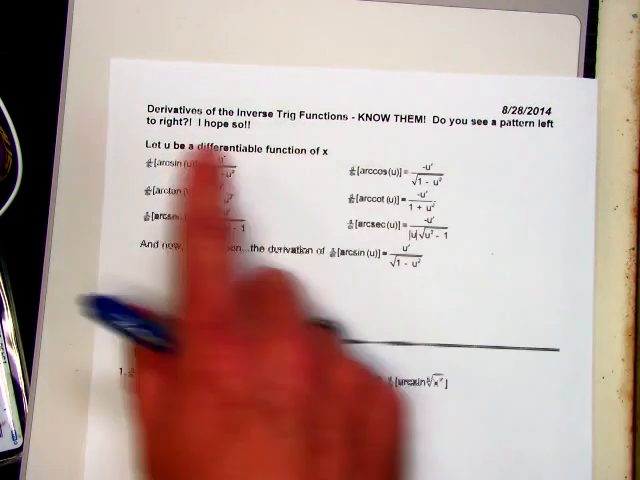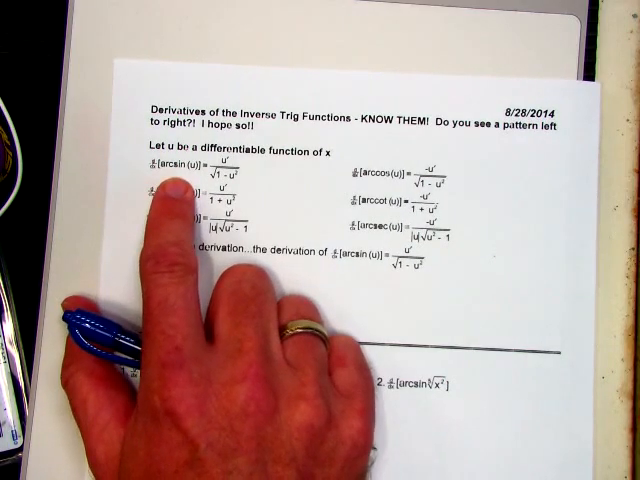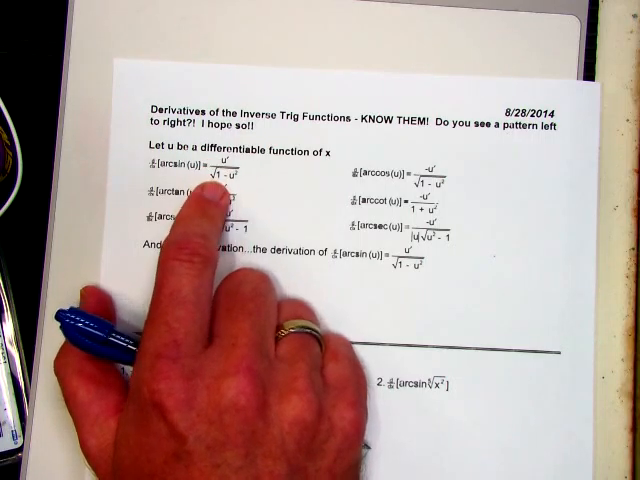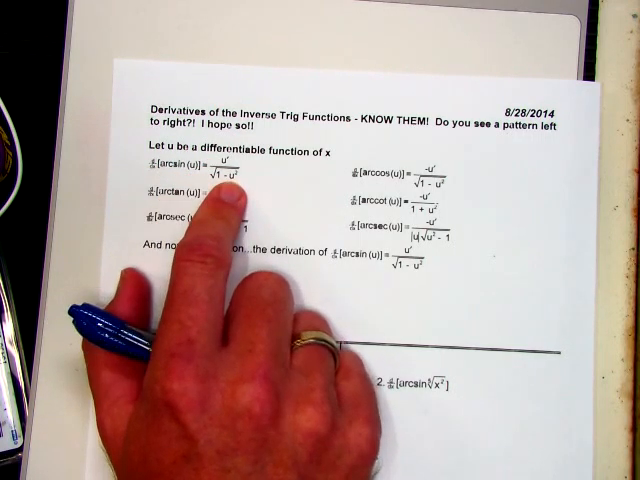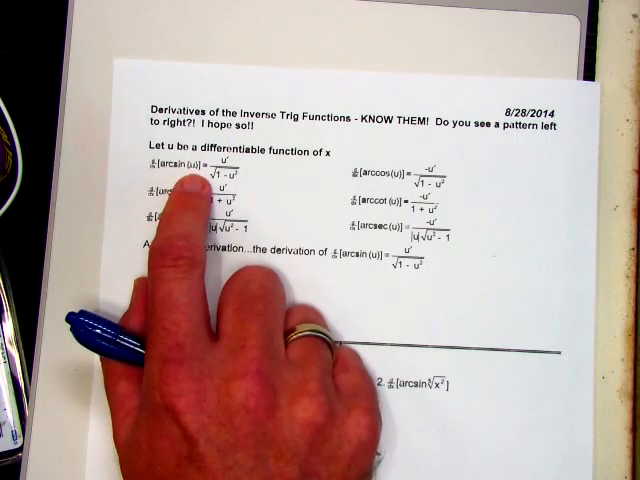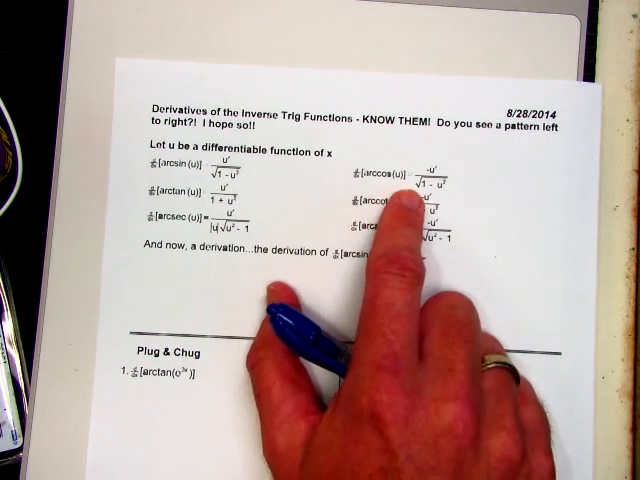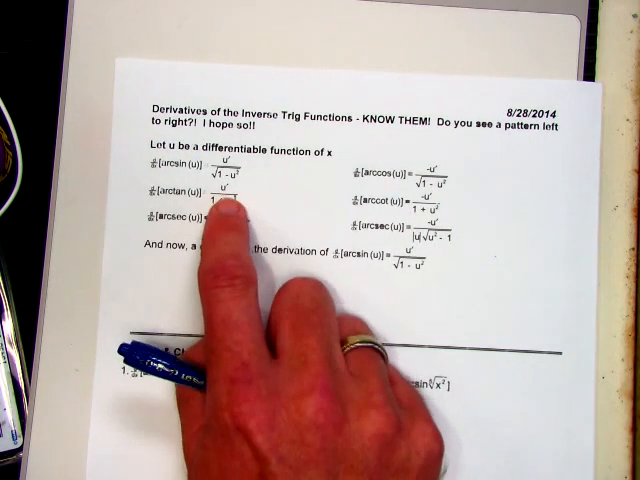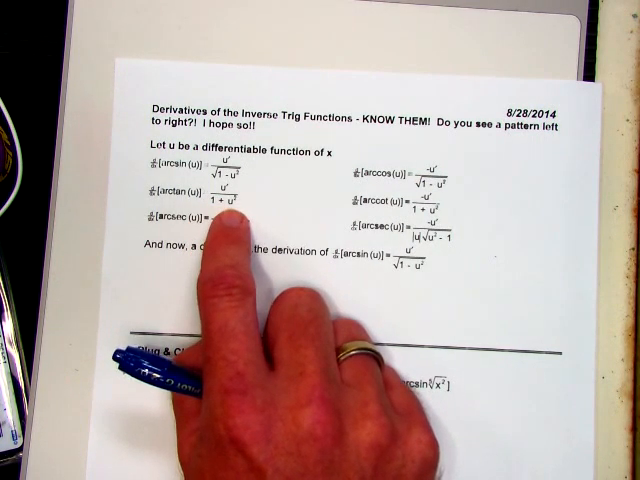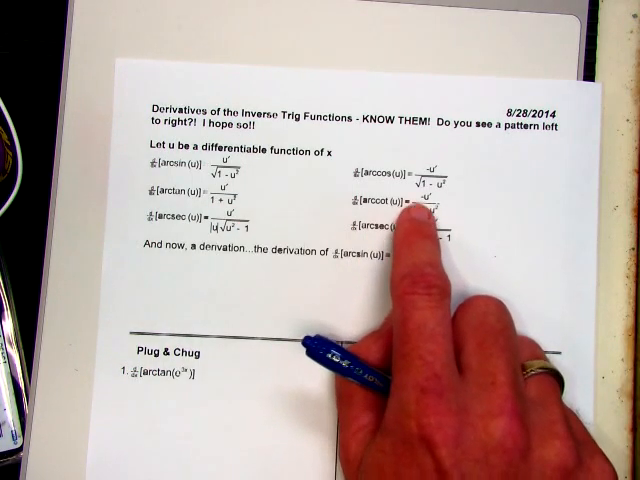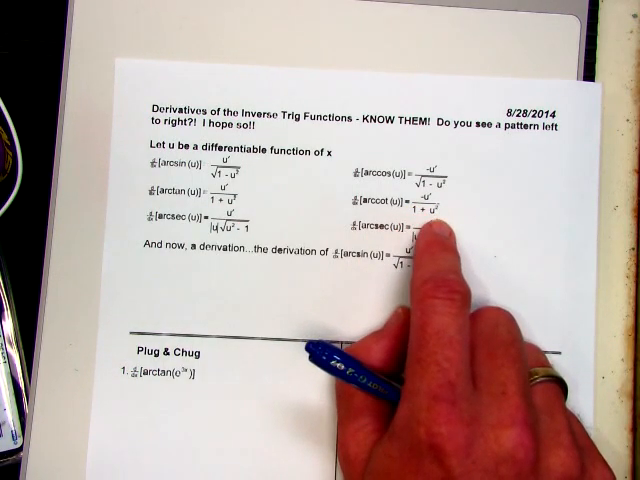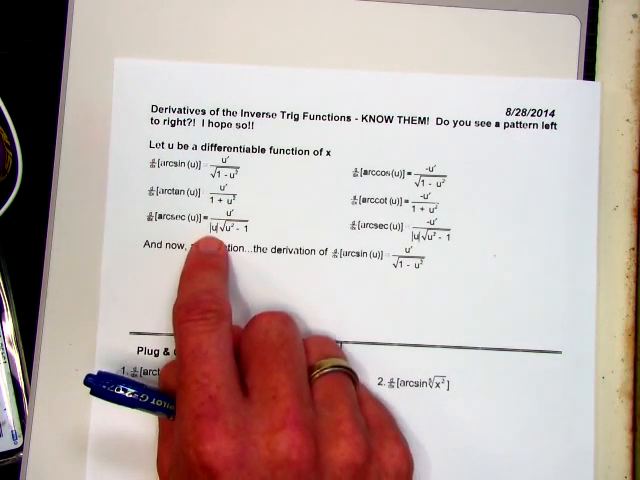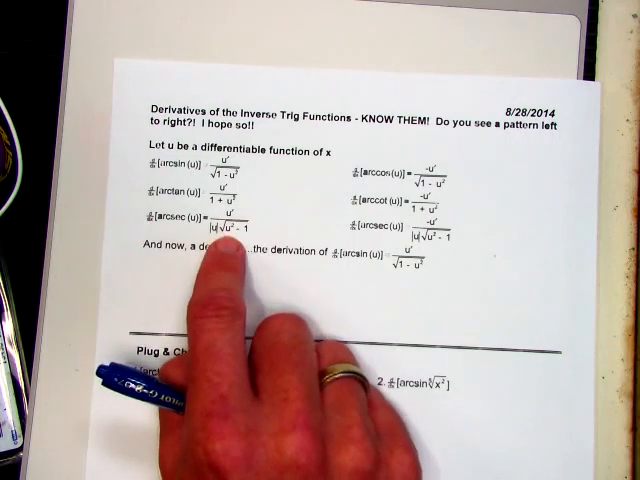Is there a pattern from the left to the right? So here's the arc sine. It's u prime over the square root of 1 minus u squared. We do need to know that, and that's differentiated implicitly. But if you know the arc sine is this, the arc cosine is exactly the same, except it's negative. The arc tangent is u prime over 1 plus u squared, so the arc cotangent is negative u prime over 1 plus u squared. Arc secant is this goofy one, which is u prime over the absolute value of u times the square root of u squared minus 1. And the other is the opposite.